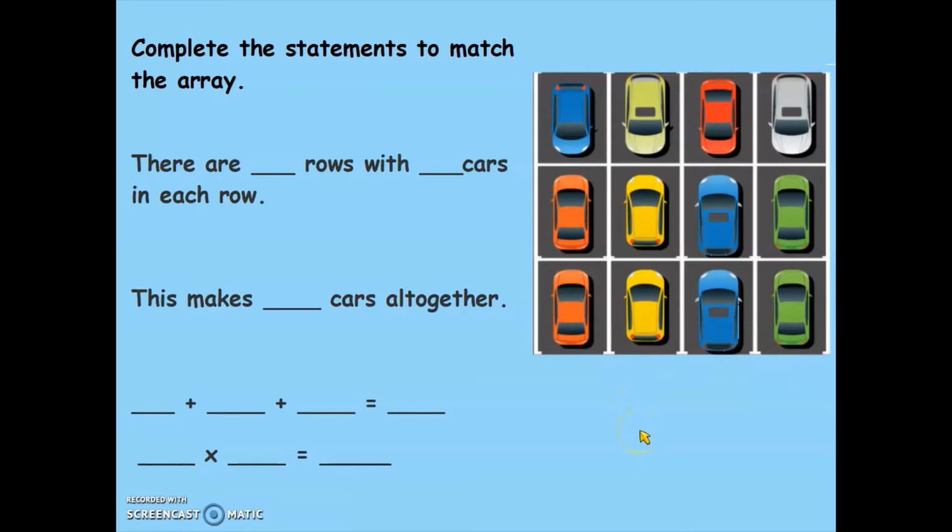Can you have a try in your books at writing some statements and calculations for this array? How many rows are there? How many cars in each row? How many cars have you got all together? And then you need to write a repeated addition calculation and the multiplication equation.